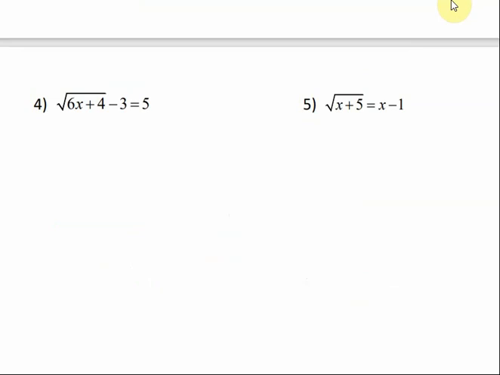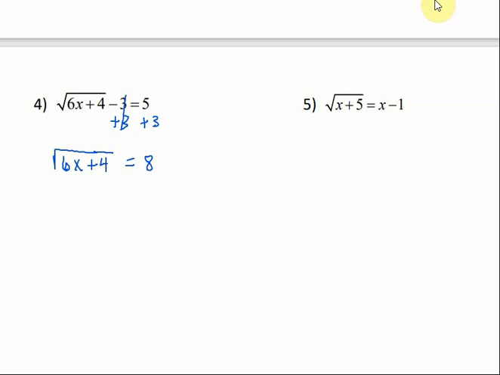All right, let's try another one. Here in number 4, the radical is not by itself. We have this minus 3 that's on the same side of the equation as the radical. So we need to get rid of it first, and we'll do that by adding 3 to both sides of the equation. So that gives me the square root of 6x plus 4 equals 8.